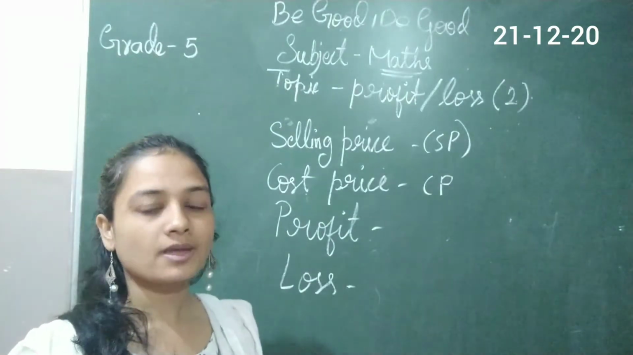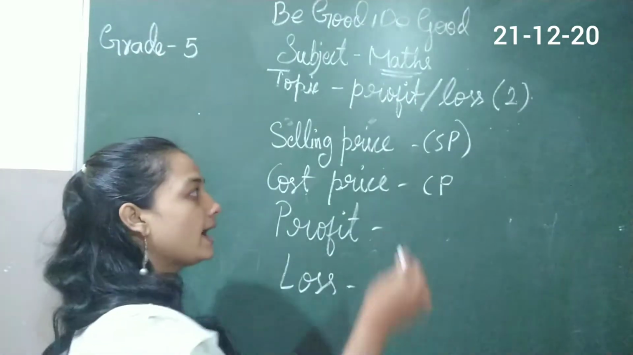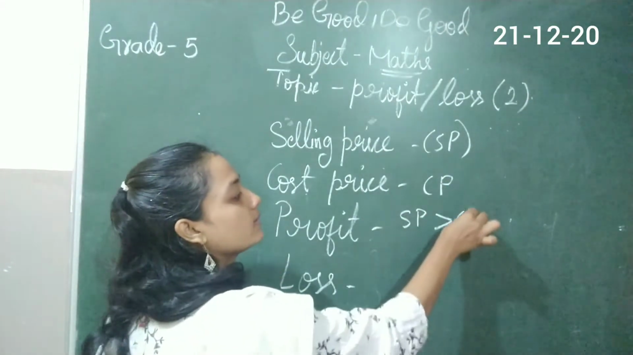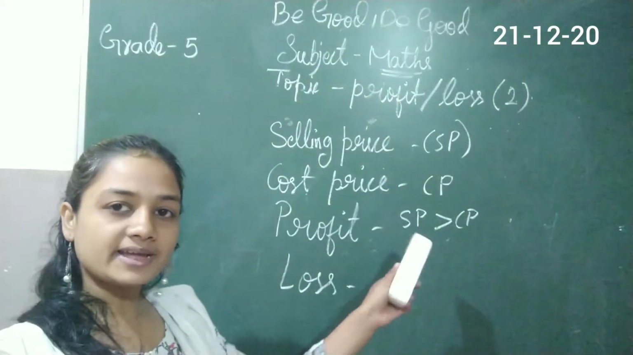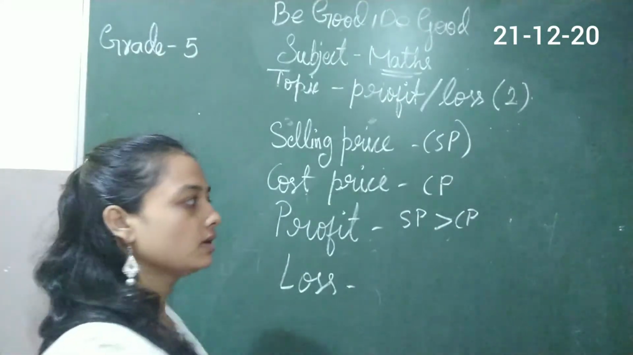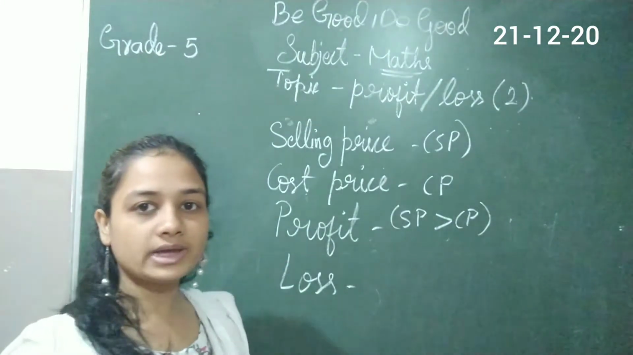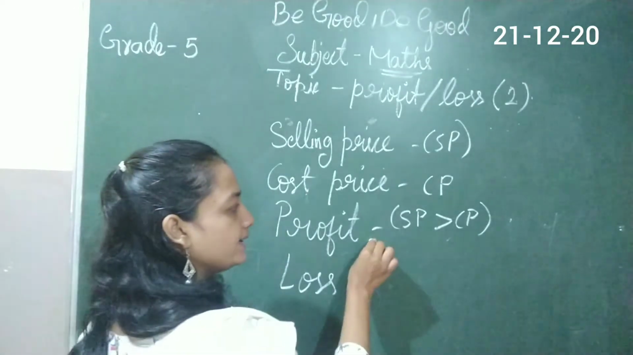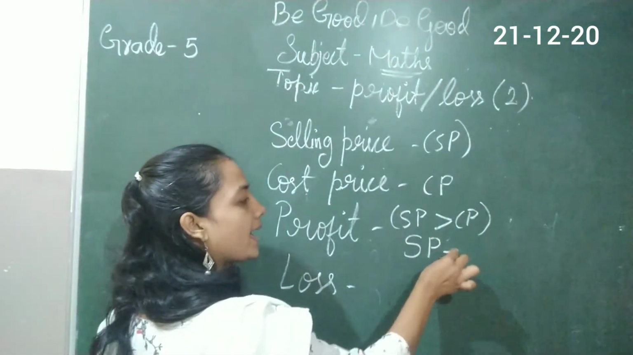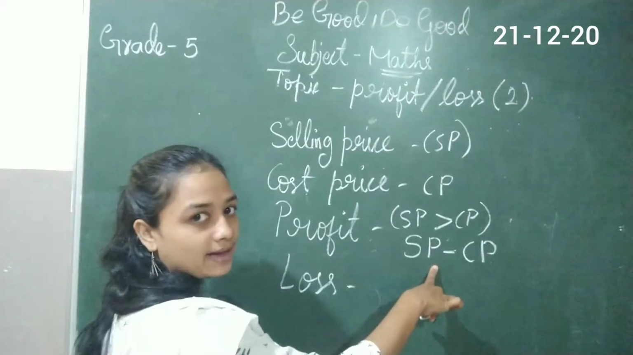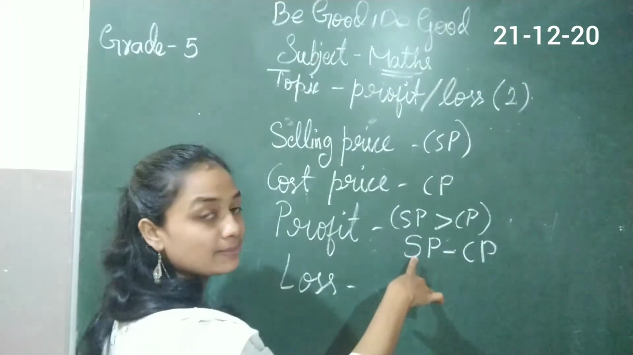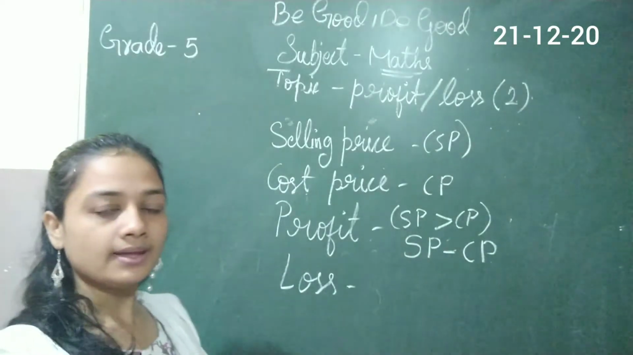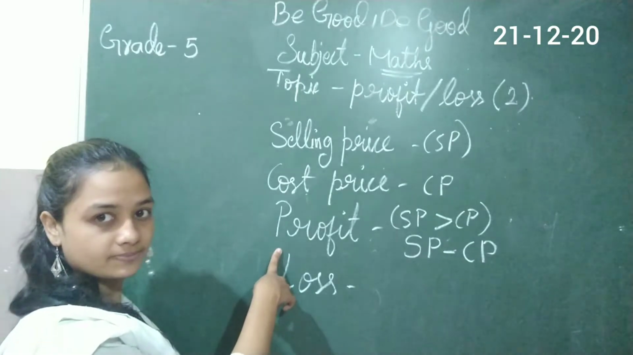Next, profit. When do I get a profit? I get a profit when my selling price is more than my cost price. So this is the condition when I get profit. So how do I find profit? Finding profit, I should subtract selling price and cost price. I know selling price is greater, so SP minus CP. This is when I get a profit.